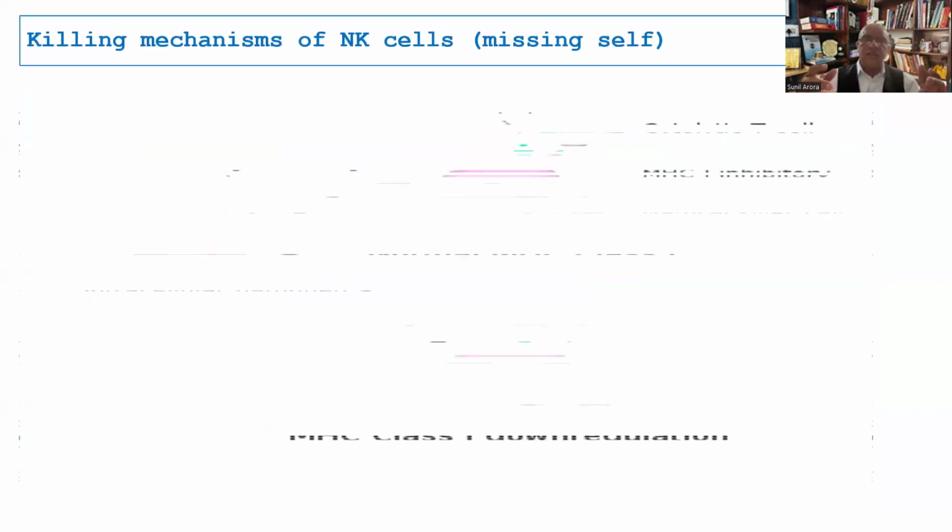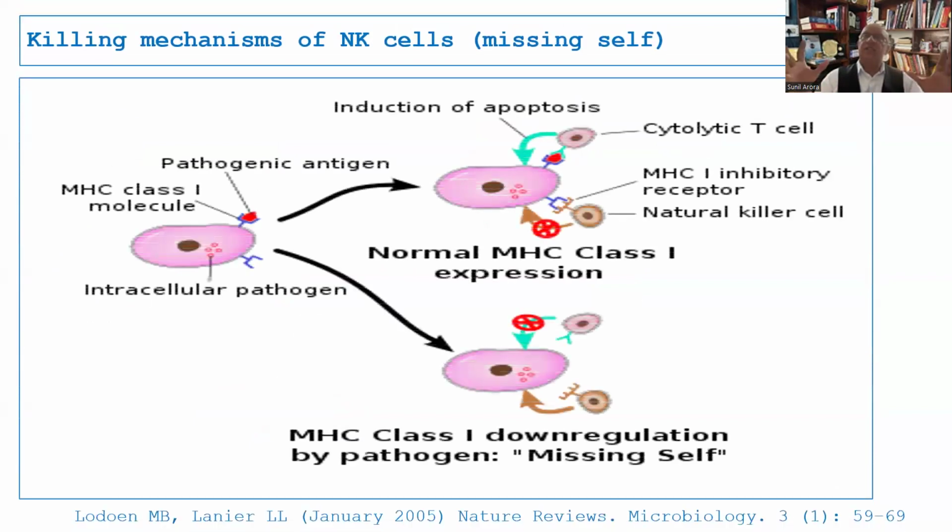Then we have NK cells, the natural killer cells. They are large granular lymphocytes. They carry the lethal machinery of perforin and granzymes, but they kill only those cells with missing self, which do not express MHC class 1. They kill most tumor cells which downregulate expression of MHC1, and also some virus infected cells, because viruses also downmodulate the expression of MHC class 1.